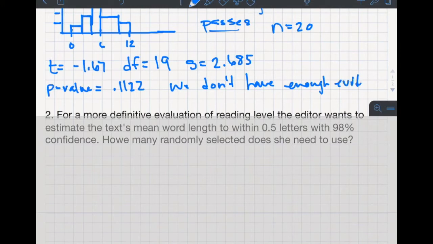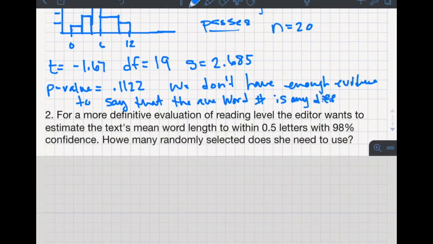We don't have enough evidence to say that the average word number is any different than 6.5. Okay, and so this is the case, any different from 6.5. So we would fail to reject.